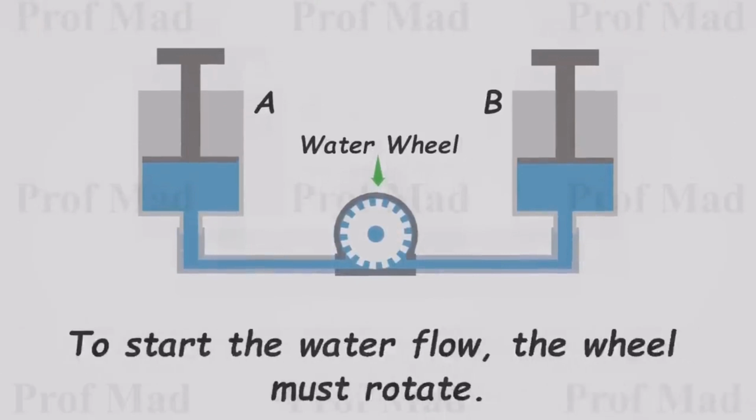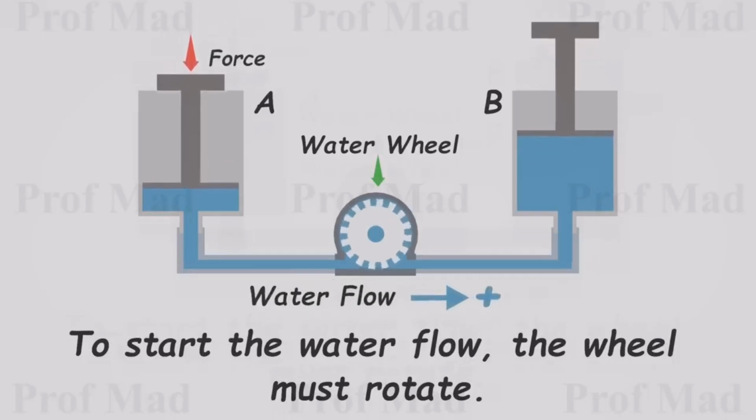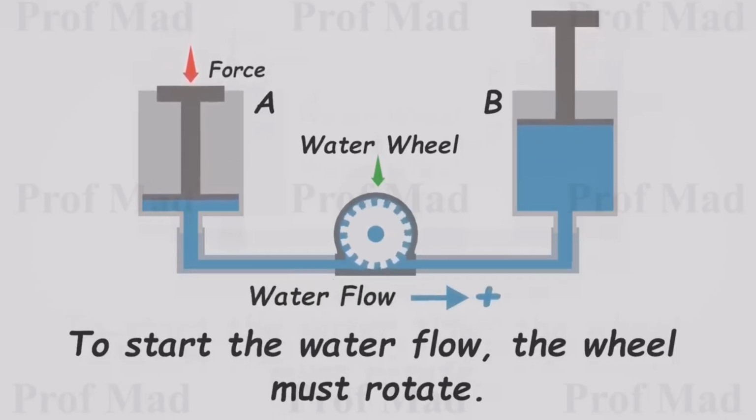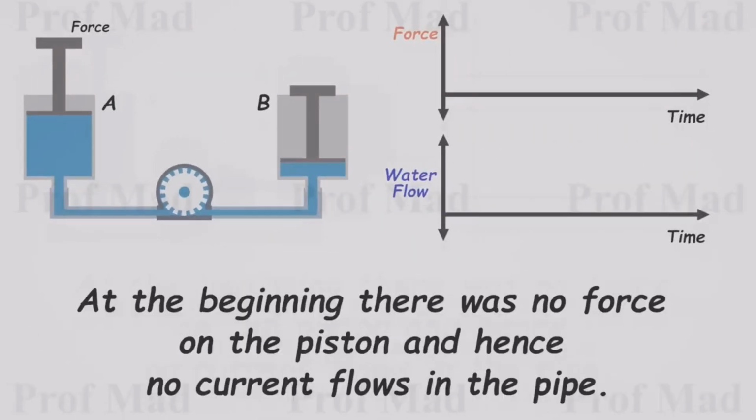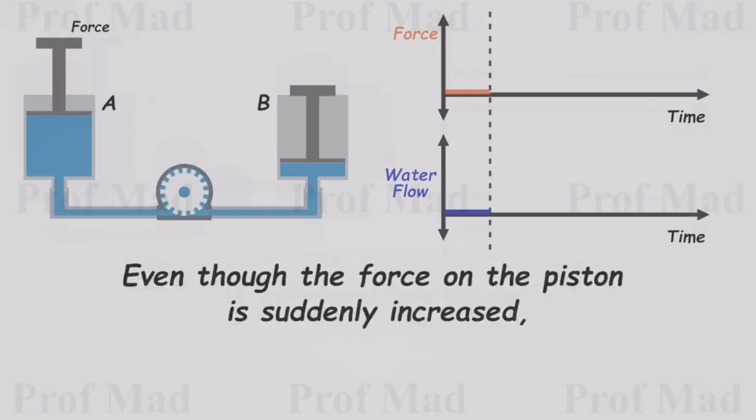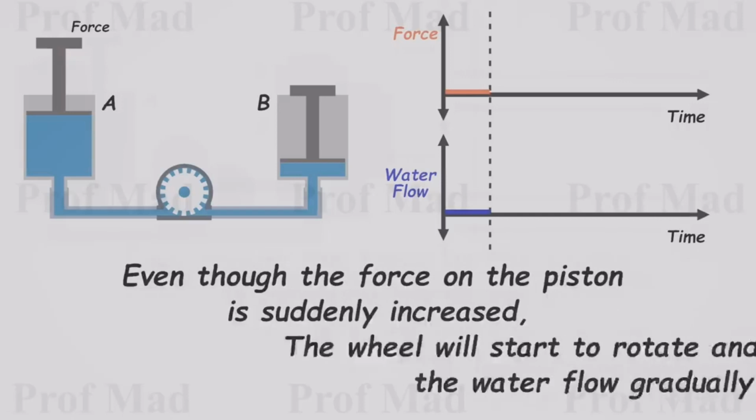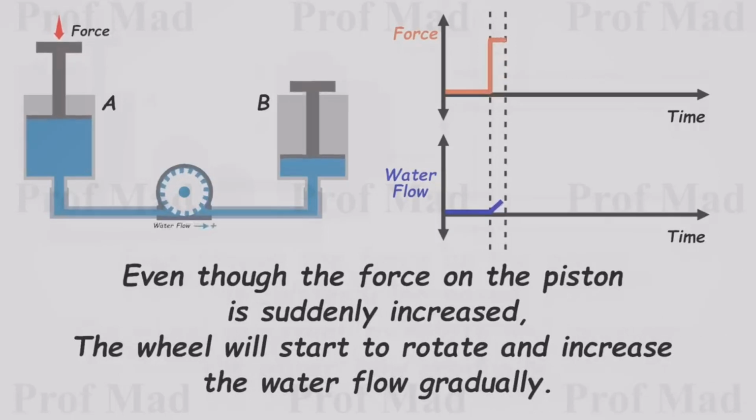Here we have a water wheel connected to the water pipe, blocking the water's path. To initiate water flow, the wheel must begin to rotate. Let's illustrate this with a graph of the applied force and water flow. Initially, there is no force on the piston, resulting in no current flow through the pipe. When we suddenly increase the force on the piston, the water flow cannot immediately increase. It needs to set the wheel in motion first.